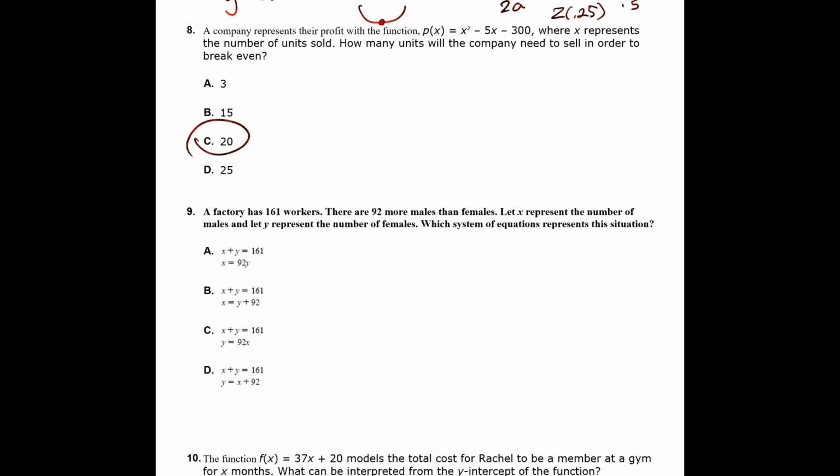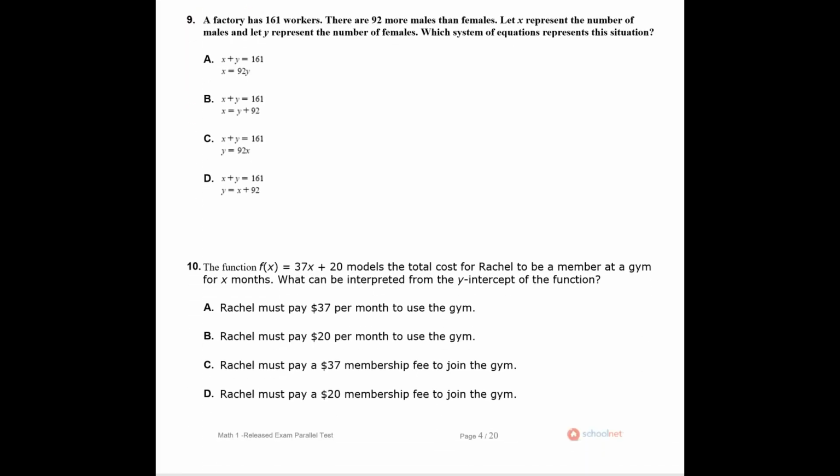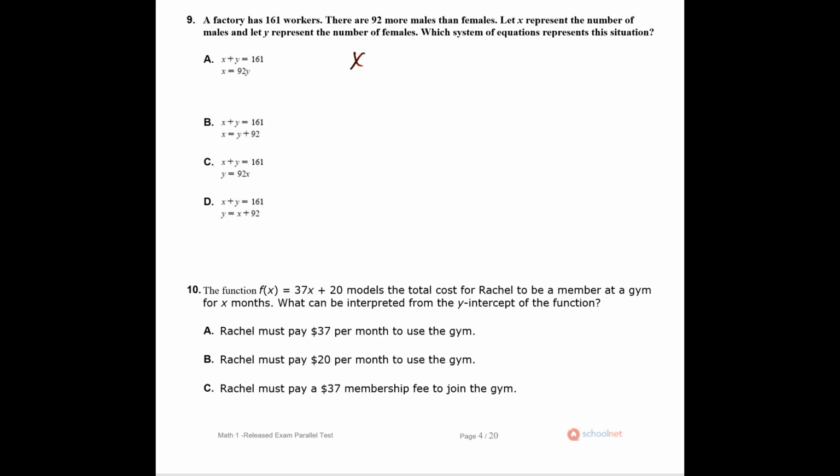Be weird. All right, number 9, the factory of 161 workers. There are 92 males. The females, let X represent the number of males and let Y represent the number of females. So first of all, there's 161 workers, then we have X plus Y equals 161. Which equation has that? Everybody has that.